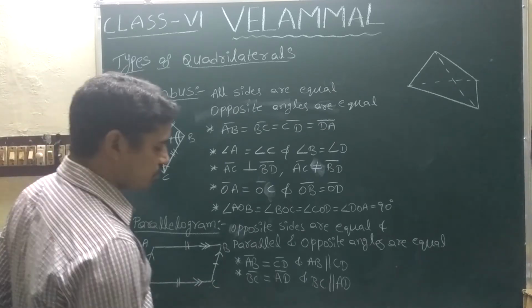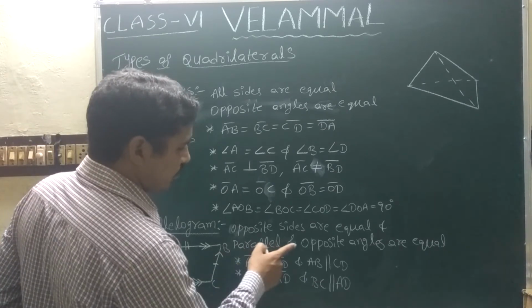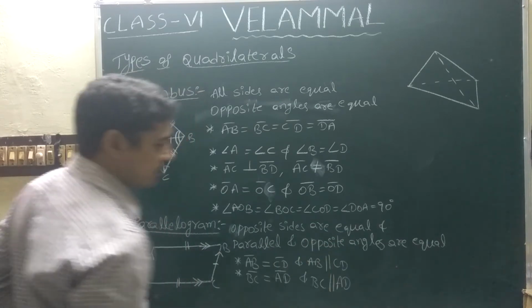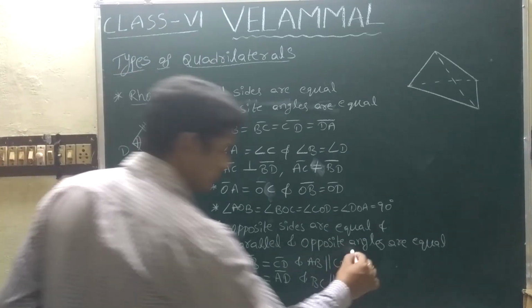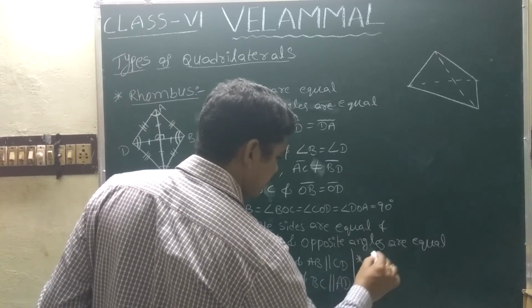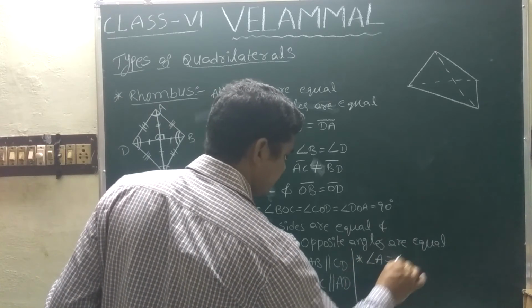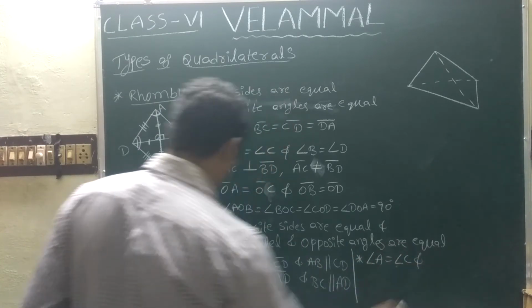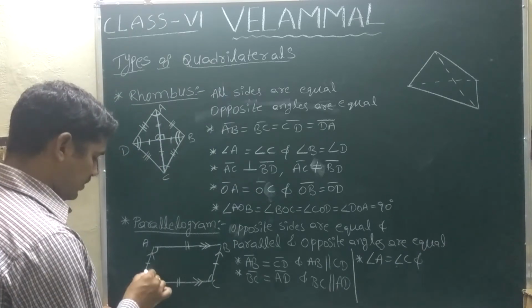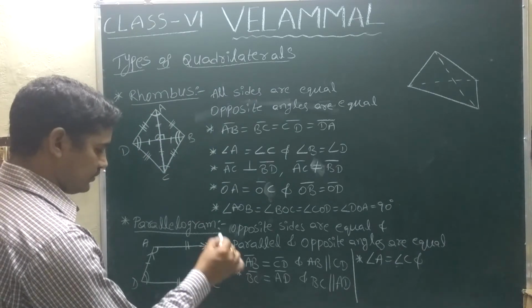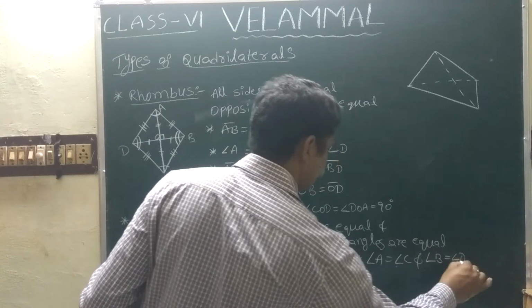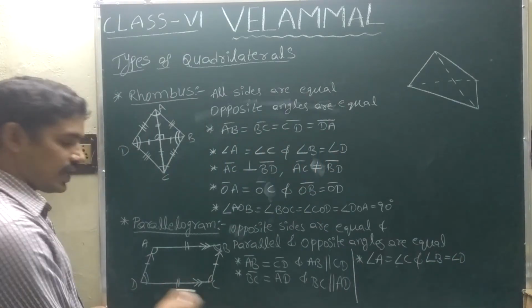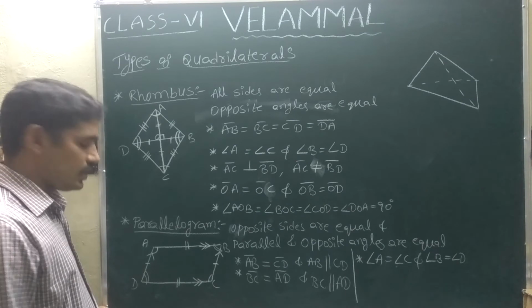And what is the property we have? Parallel and opposite angles are equal. So by that, what we can write? Angle A is equal to angle C and angle B is equal to angle D. So opposite angles are equal.